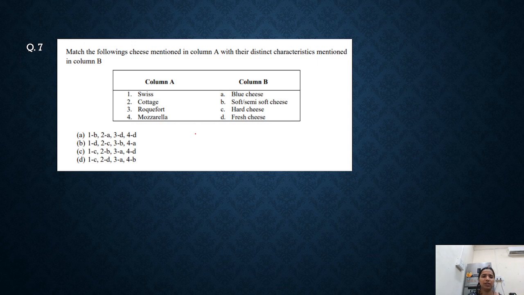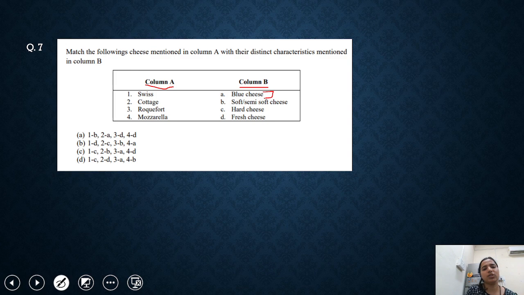Okay. Yeah, this is your next question. They are asking, match the following cheese mentioned in column A with their distinct characteristic mentioned in column B. So they have given four different types of cheese, that is Swiss, cottage, Roquefort, and mozzarella. Here they have given the characteristics of the cheese, whether it is blue cheese, soft or semi-soft cheese, hard cheese, and fresh cheese. Okay. So can anyone tell me which is blue cheese?